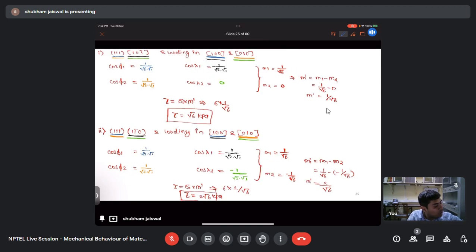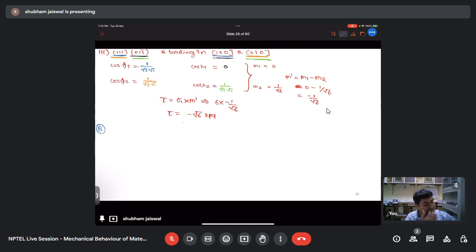So if we compare, here we have 1 by root 2, 1 by root 6, here 2 by root 6, and at the third, that is minus 1 upon root 6. So for this case, the m dash is maximum. Since m dash is highest for the 1 1 1 and 1 1 bar 0 slip system, slip will occur first on this. Okay.